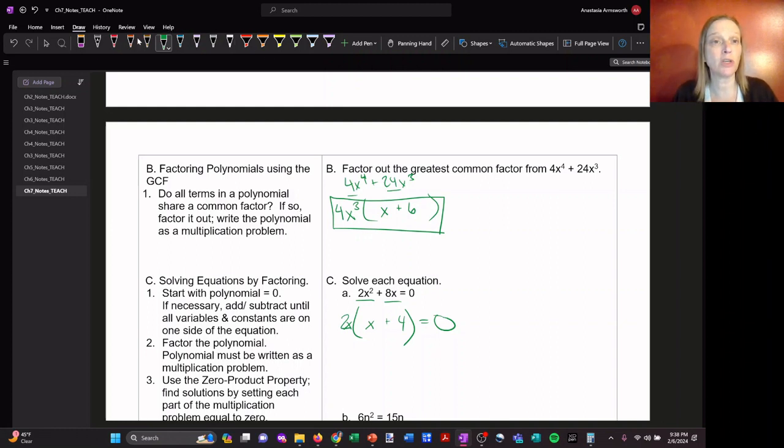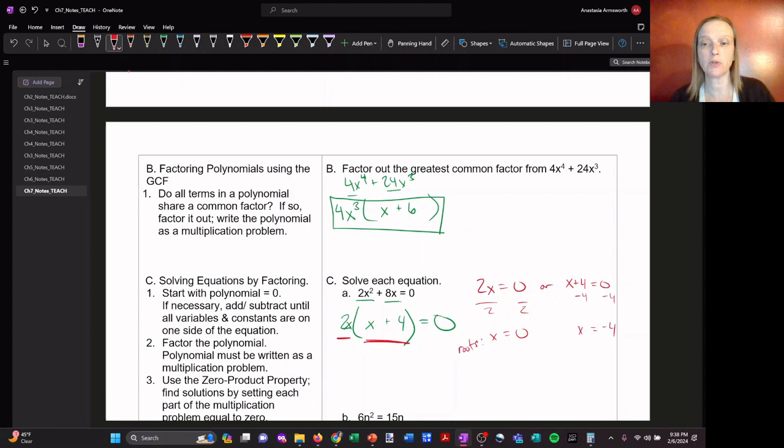I'm going to set each portion of the multiplication problem equal to 0. I've got 2x times the quantity x plus 4. So either 2x equals 0 or x plus 4 equals 0. If I divide both sides by 2, I see that either x is 0, or if I subtract 4 from both sides of the equation, I get that x equals -4. So these are my possible roots for this equation.